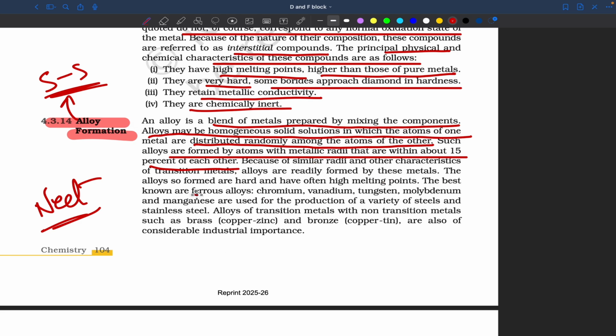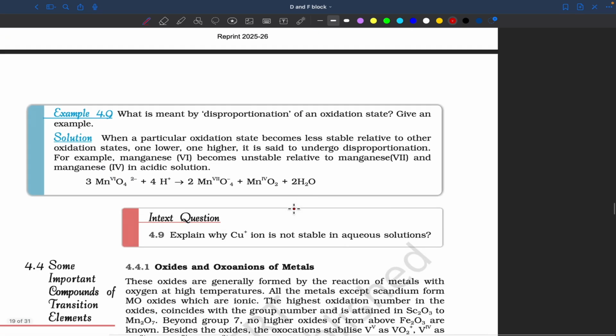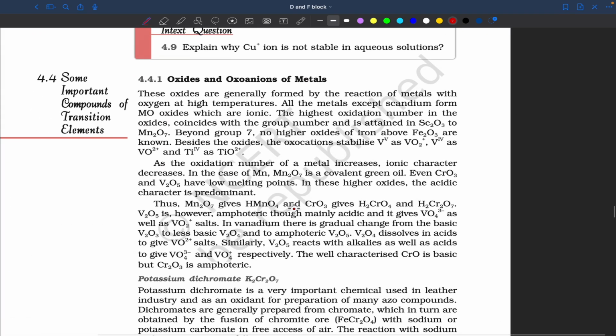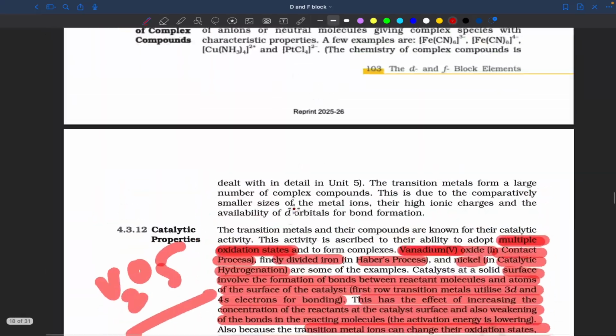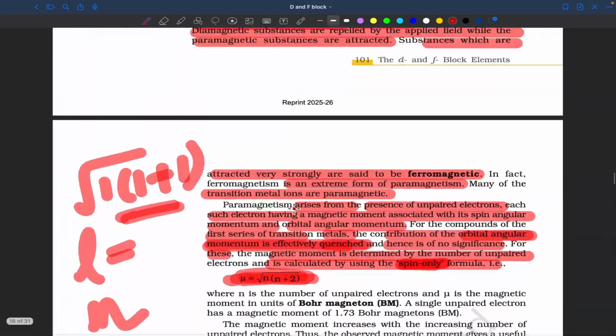The best known ferrous alloys are chromium, vanadium, tungsten, molybdenum, manganese, used for production of a variety of steels and stainless steels. Alloy formation in non-transitional metals, such as brass, copper and zinc, and bronze, copper and tin, also has considerable industrial importance. Some compounds we will talk about later, right?